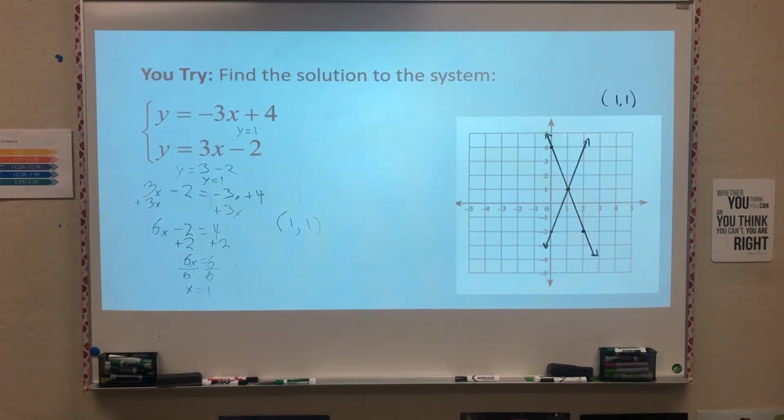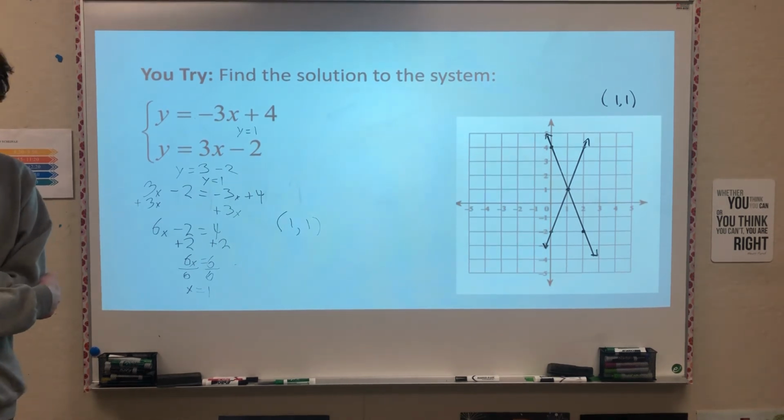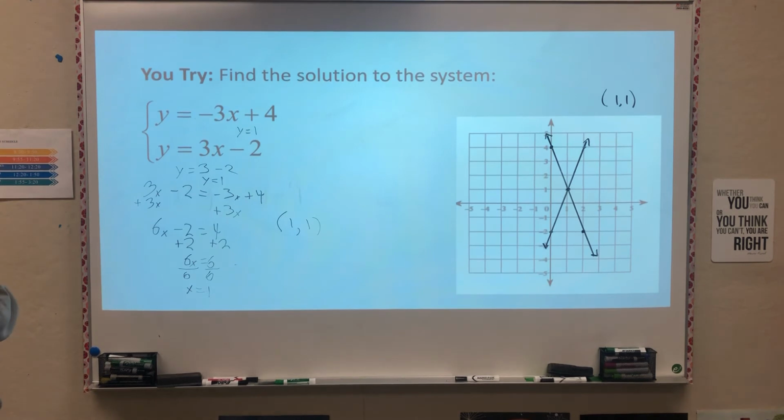Oh, I see what you're saying. I'm just saying, compare what you did and what Denise did. So you both did different methods. What did you get for your solution? 1 and 1. What did Denise get for her solution? 1 and 1. So that is the solution point. Does it matter which method you chose to find your solution? No, because you end up coming with the same answer either way.